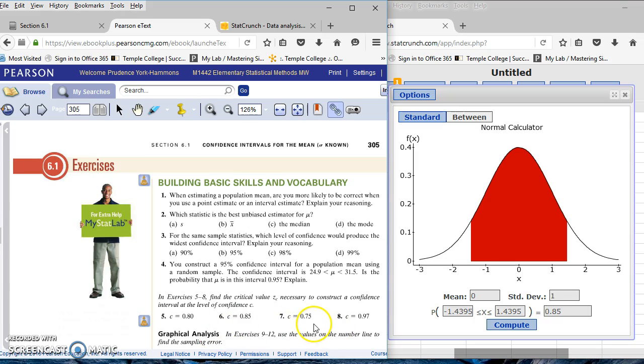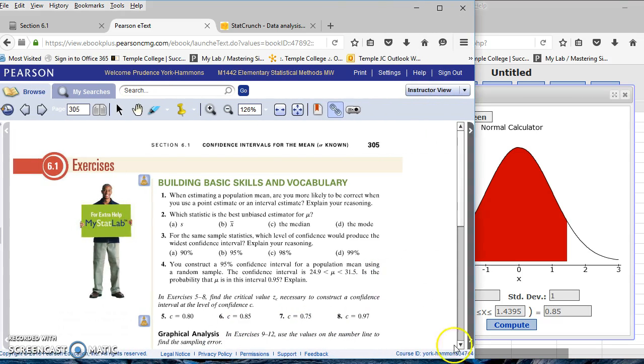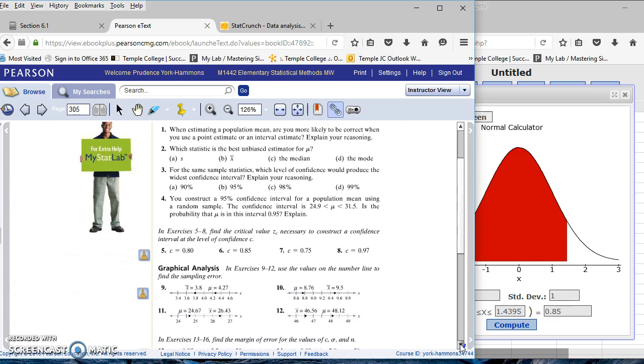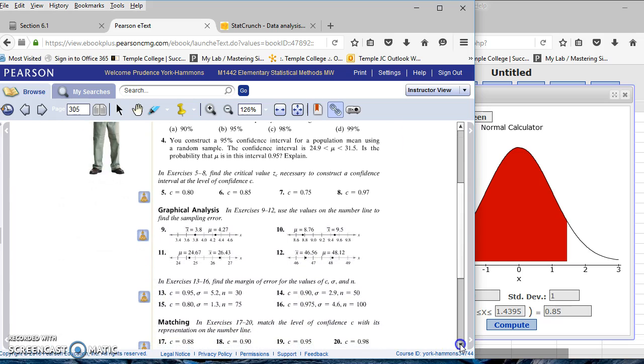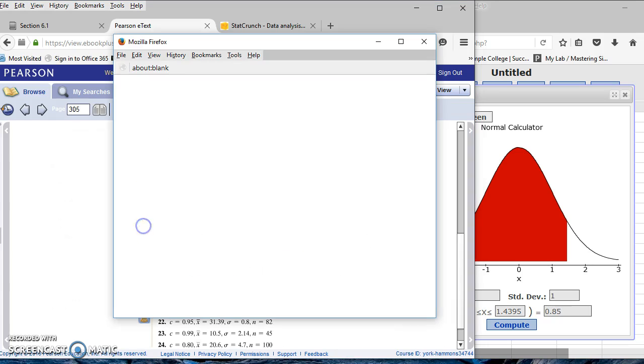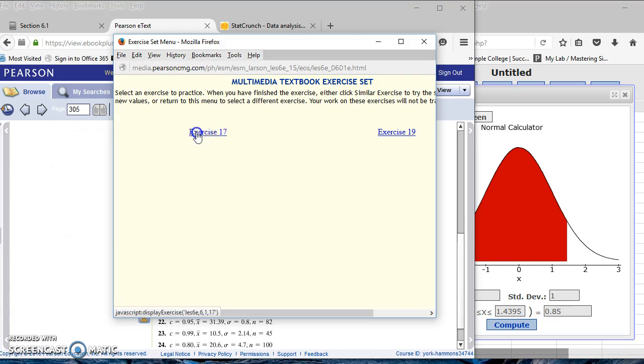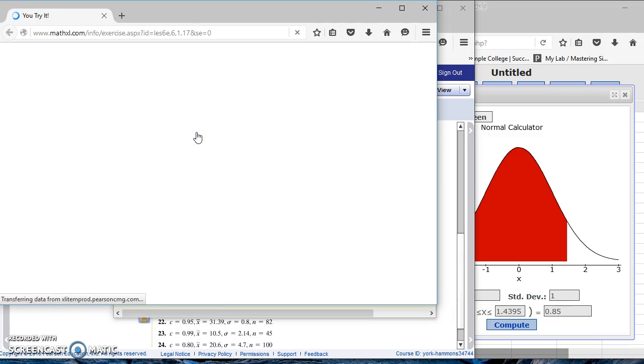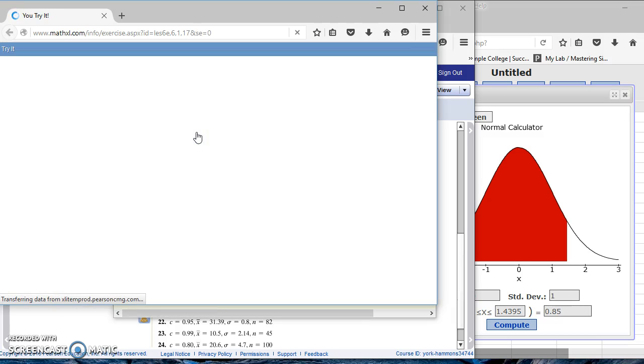Now I'd like to look at another problem further in the homework. It's like the next set, and they want you to match the level of confidence with its representation on the number line. Now, they're not telling you everything when you look here in the book, but if you click on the problem, and wait a minute because it takes a while, and we go to exercise 17, they're going to give you some extra information here that you don't see in the text itself, which is kind of strange that they wouldn't have included it.